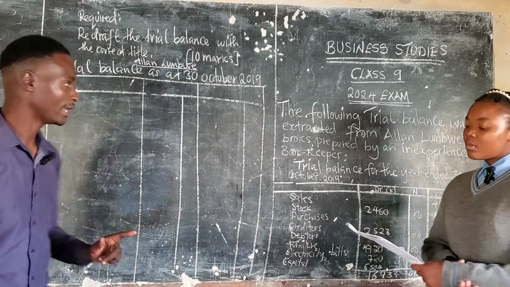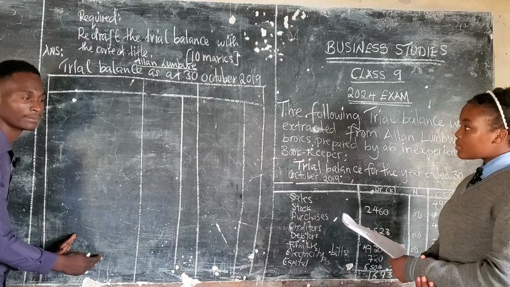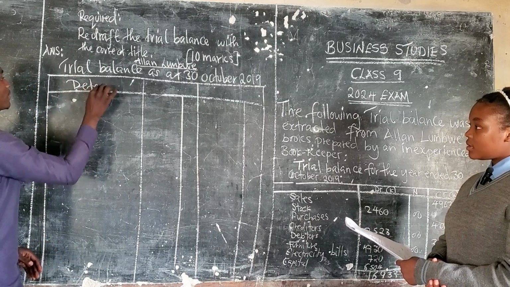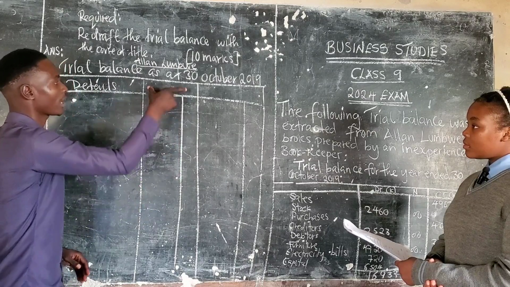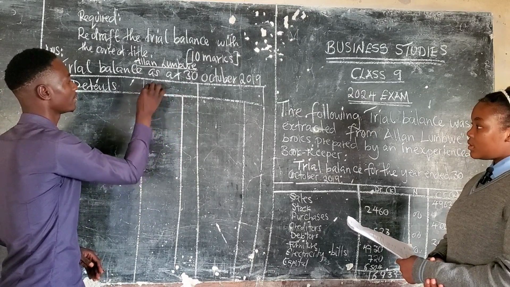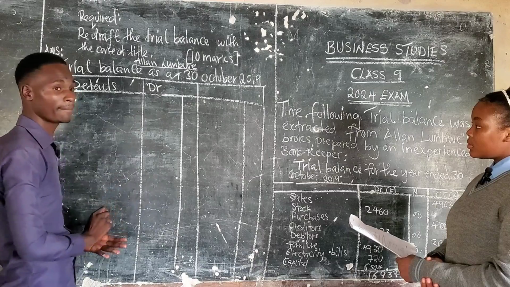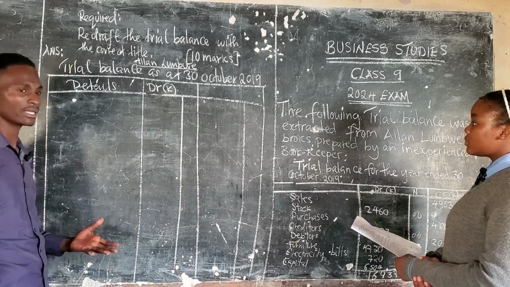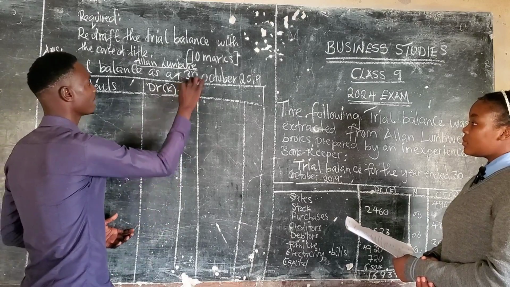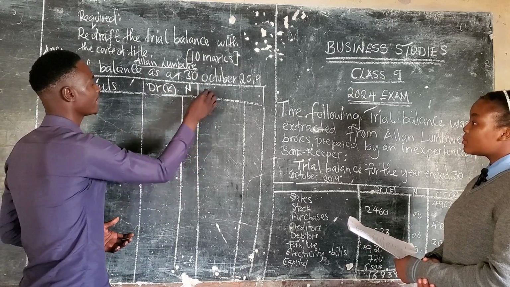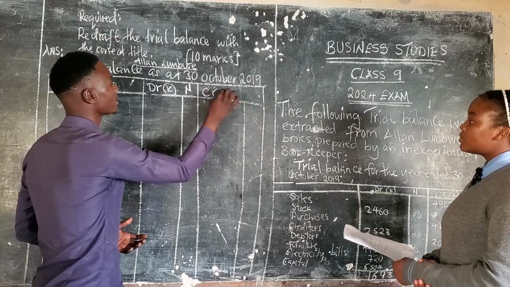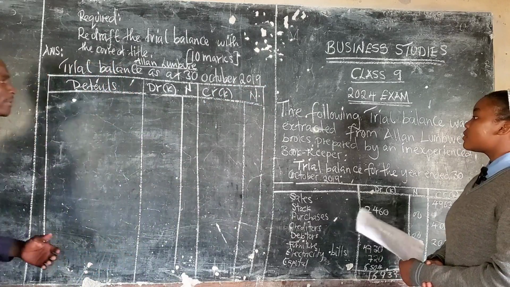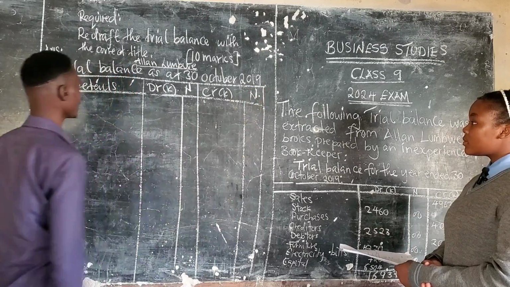Now, the first column here is for details or party. How about this column? Debit. We can even write our currency. The currency we're using is kwacha, so here we write K, then N for ngwee. Then this side, credit, K, then N.